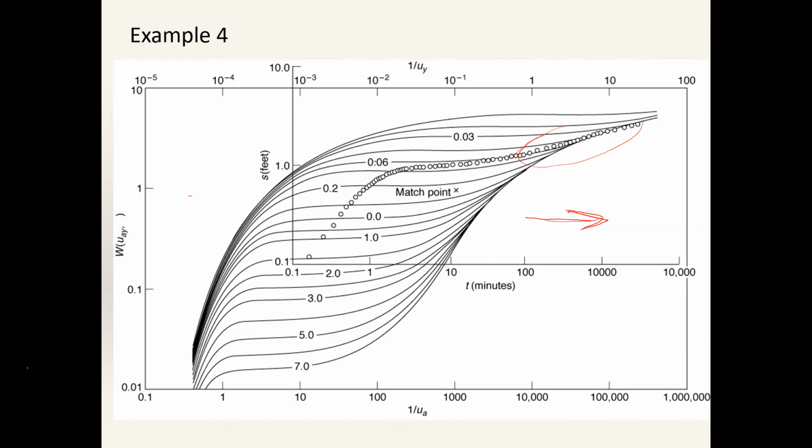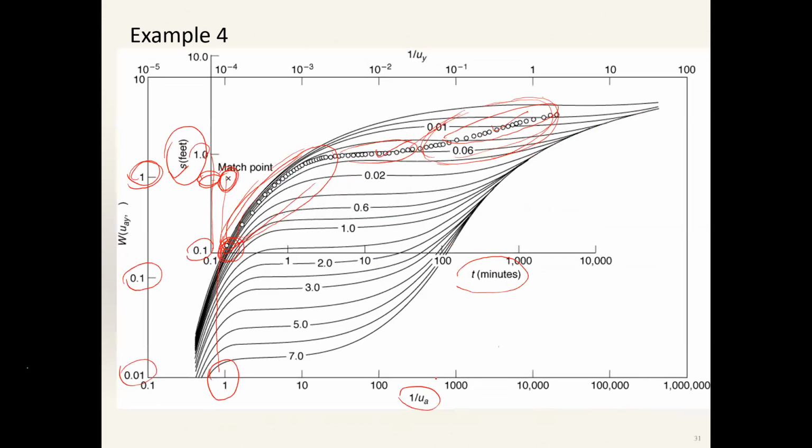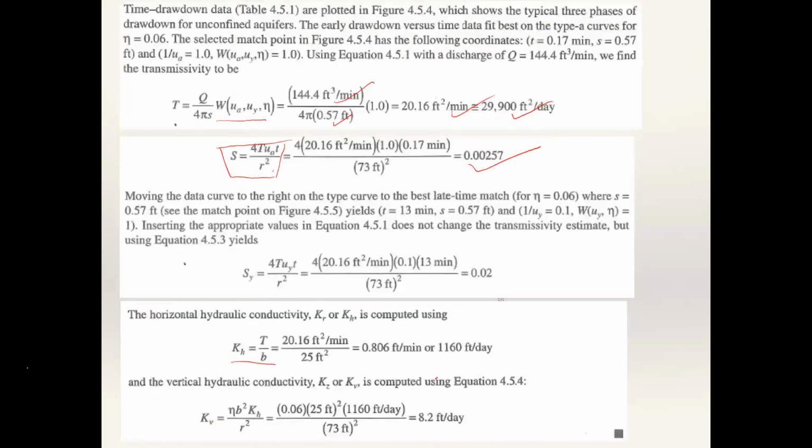So now you see when nu is equal to 0.06, most of the points in the later part of the equation match with the type curve. Again, we select a match point. t is equal to 10. Drawdown is this one. W(u) is equal to this one. This is in here. So these are the points we can use again to find the horizontal hydraulic conductivity and the vertical hydraulic conductivity. Right? That is the logic.